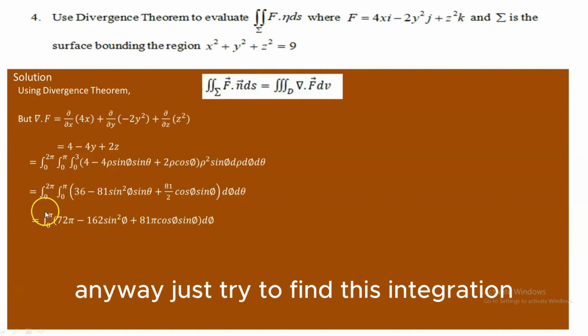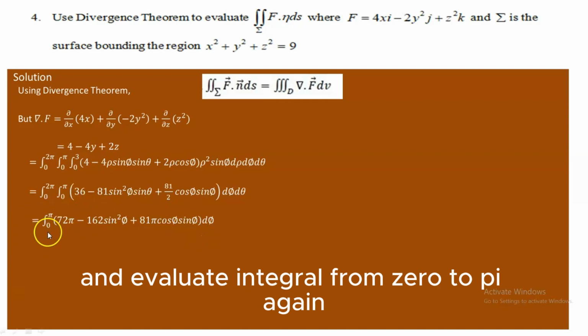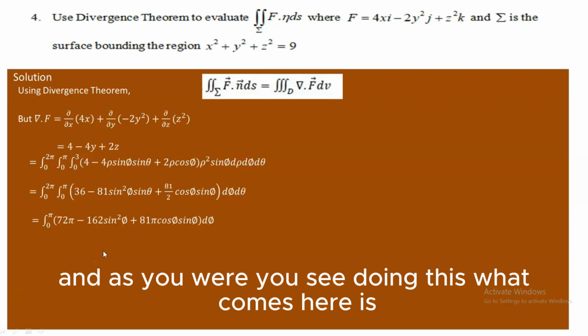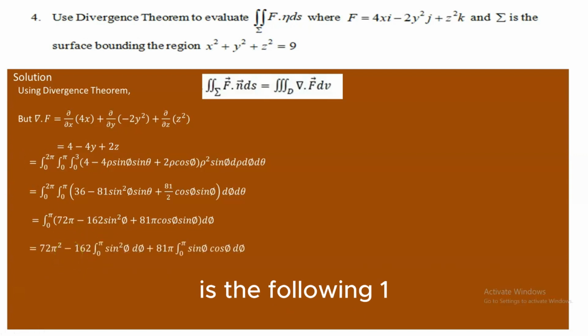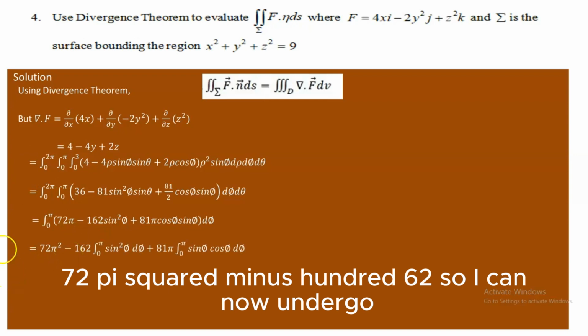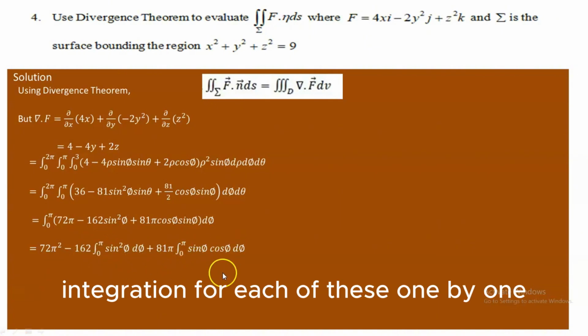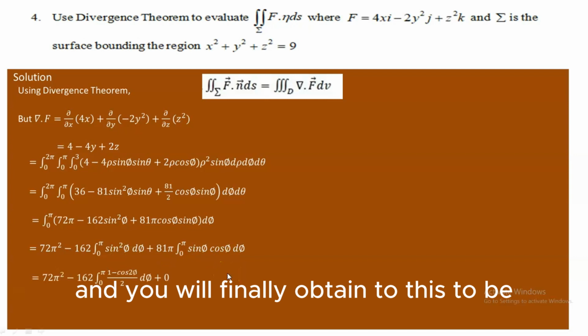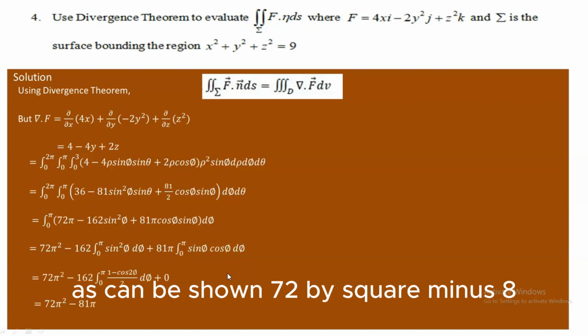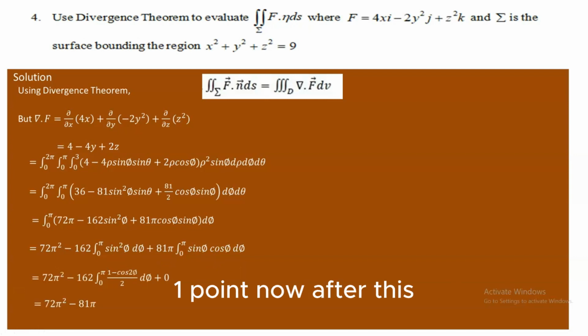Anyway, just try to find this integration and evaluate the integral from 0 to pi again. And as you see doing this, what comes here is the following one: 72 pi squared minus 162. So I can now undergo integration for each of these one by one, and you will finally obtain these to be, as can be shown, 72 pi squared minus 81 pi.